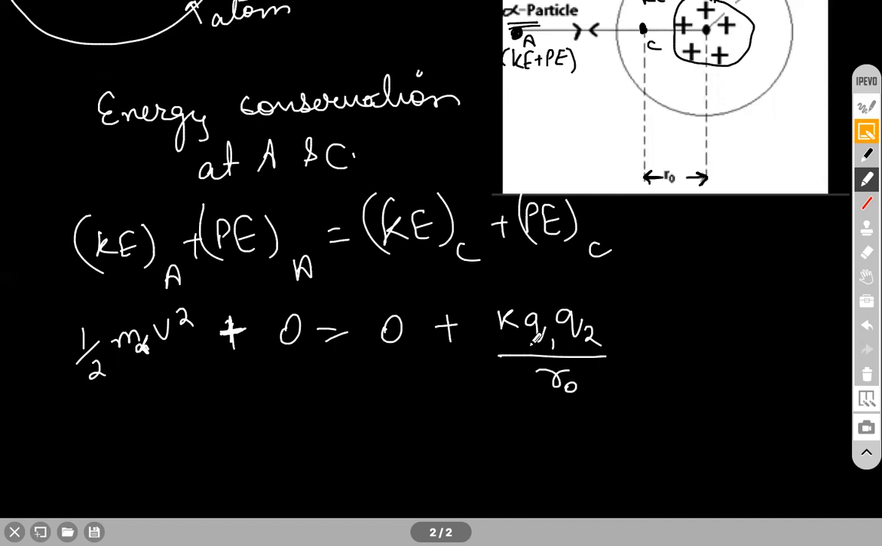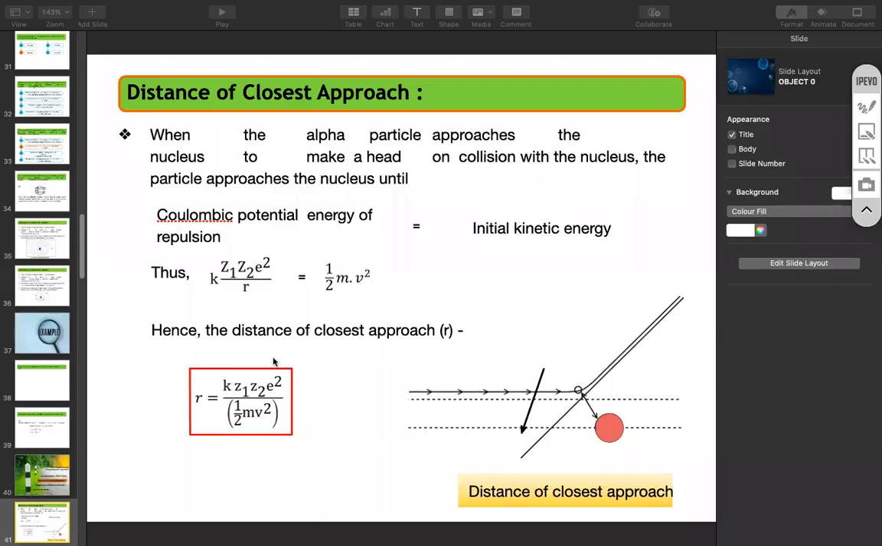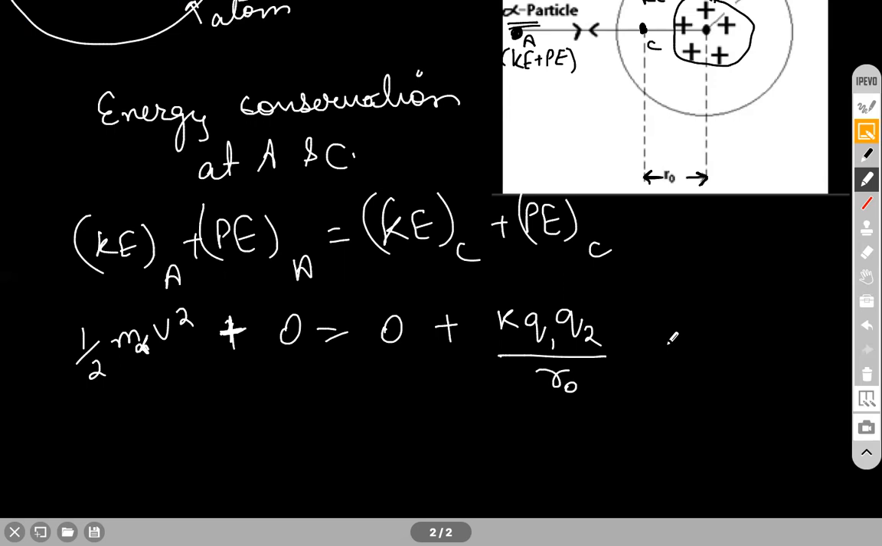K Q1 Q2 by R is half m alpha v square. Can you see this? K Q1 Q2 by R. They have written it in terms of Z1 and E. Let me complete this. How did they get Z? Let's see.